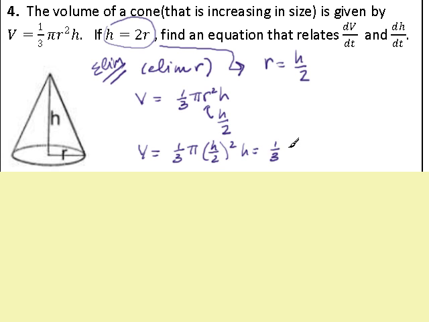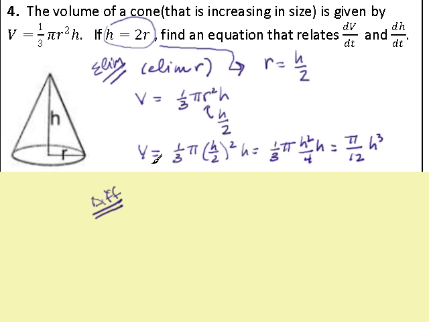So that's 1/3 pi h squared over 4 h. Let's multiply the 3 and the 4 and put the pi on top. So that's pi over 12, and here we have an h cubed. That's our eliminate step. And now to get an equation relating dV/dt and dh/dt, we're going to be differentiating. So let's do that.